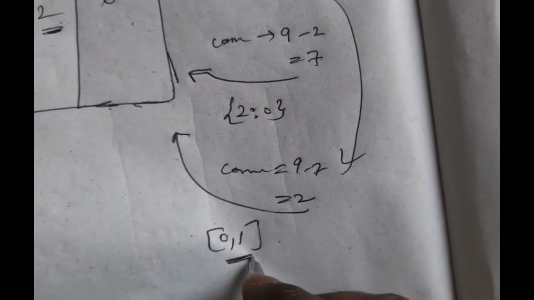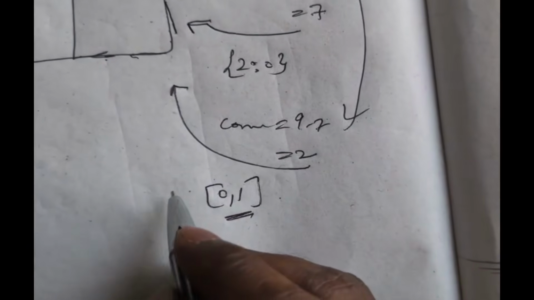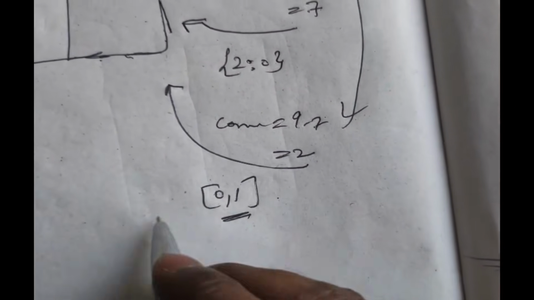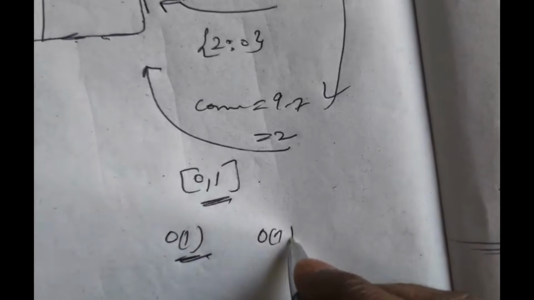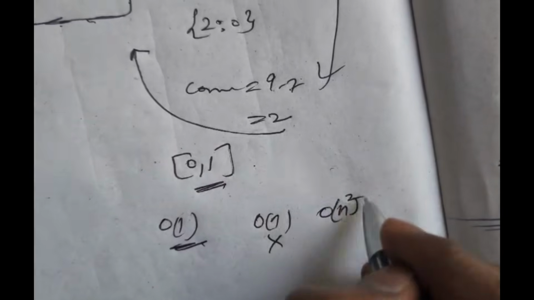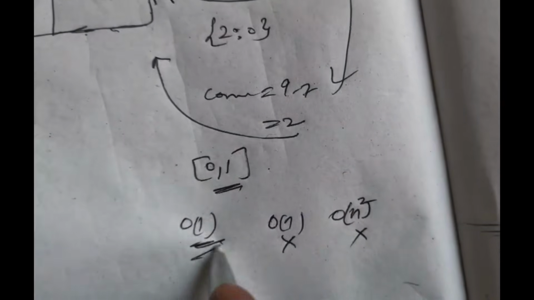I only looped once, one pass through the array. This is where the hash map exists. Big O of 1 lookup. It's not Big O of n and not Big O of n square. It's constant time.